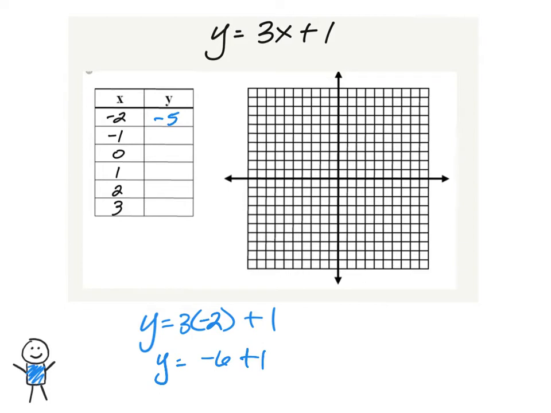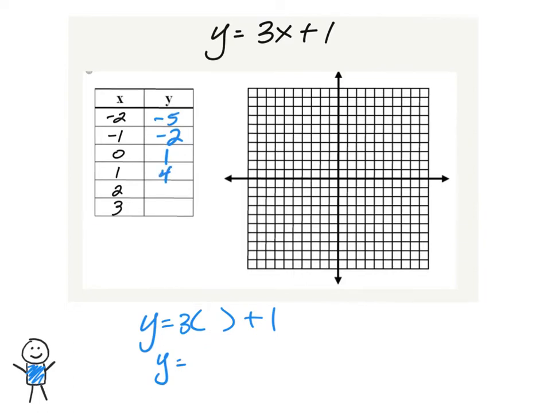Now I'm going to repeat this process for the remaining points. The second input value on my table is -1, so I'm going to substitute that in place of x. 3 times -1 is -3, and -3 plus 1 gives me a value of -2. Third value is 0. Plug in a 0 for x. 3 times 0 is 0. 0 plus 1 is 1. Fourth value is a +1, so in place of the x, I plug in a +1. 3 times 1 is 3. 3 plus 1 is 4.